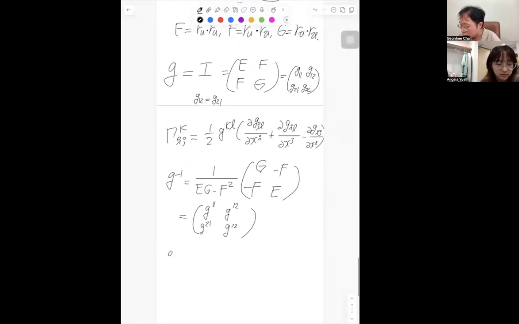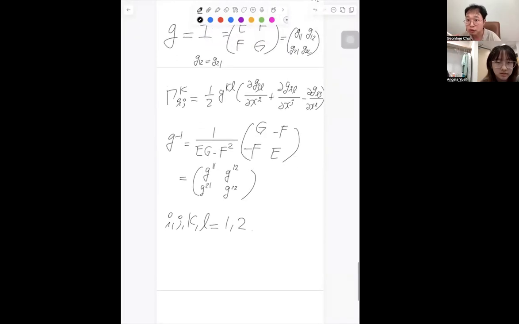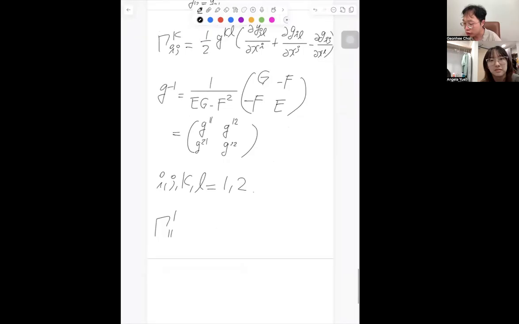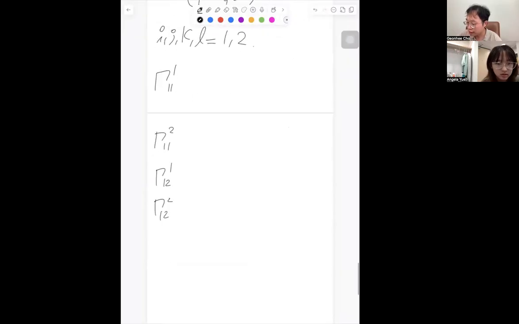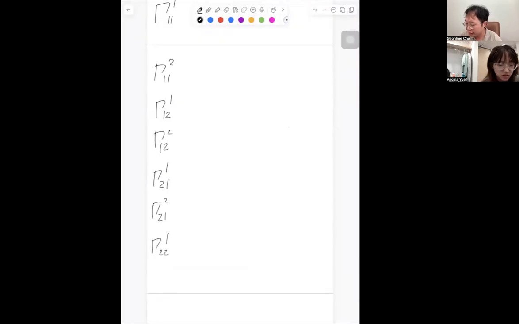Then you can assume i, j, k and also l run over 1 and 2 because we are now working on a two-dimensional surface. So for example, let me just show you a few cases. If you look at gamma sub 1,1,1, just plug in everything. How many choices do you need to compute? 2 times 2 times 2, 8 choices that you need to proceed with our computations. So gamma sub 1,1,1, gamma sub 2,1,1, gamma sub 1,2,1, gamma sub 1,2,2, gamma sub 2,1,2, gamma sub 2,2,1, gamma sub 2,2,2. You need to write all this out.